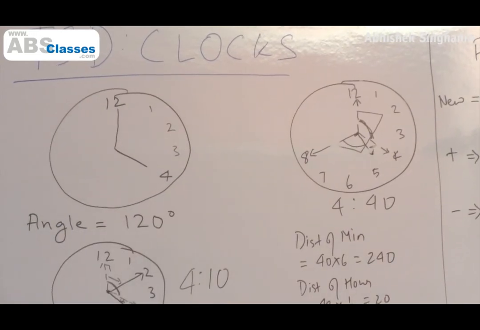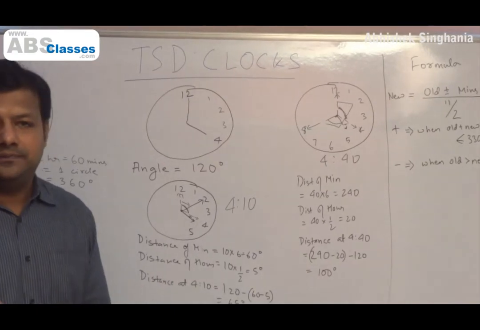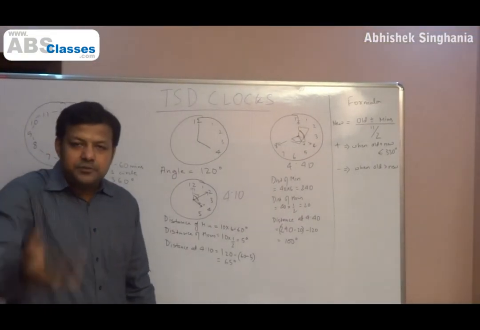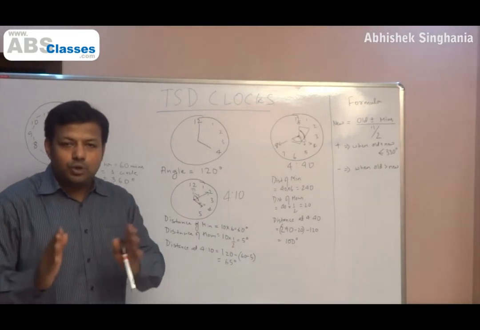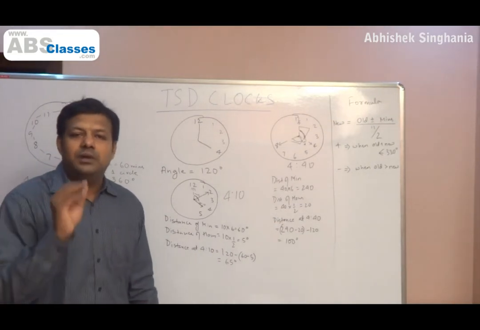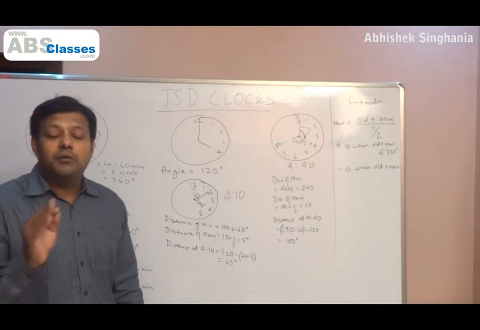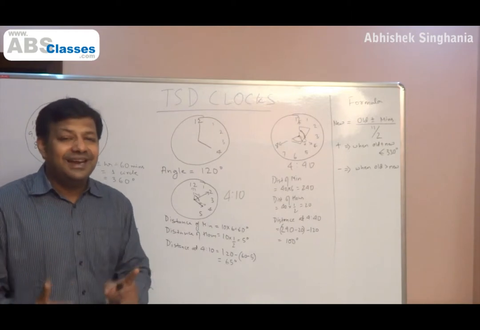Now let's just summarize the whole thing. Angle is nothing but distance. How do we measure distance in clocks? Degrees. It's a substitute for meter, mile, kilometer, whatever, right? Who are the two runners? Hour hand, minute hand. Who is the faster one? Minute hand. Who is the slower one? Hour hand. What is the speed of the faster one? 6 degrees per minute. What is the speed of the slower one? Half a degree per minute.